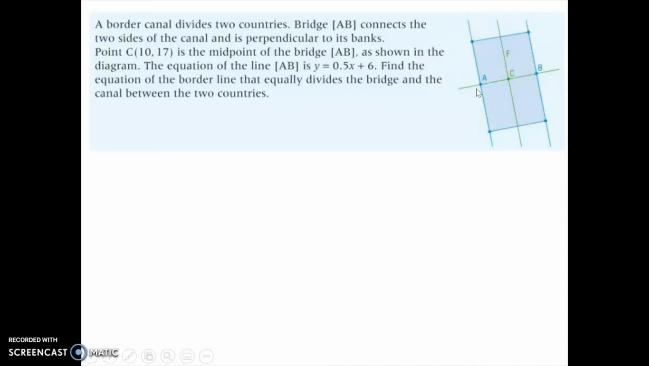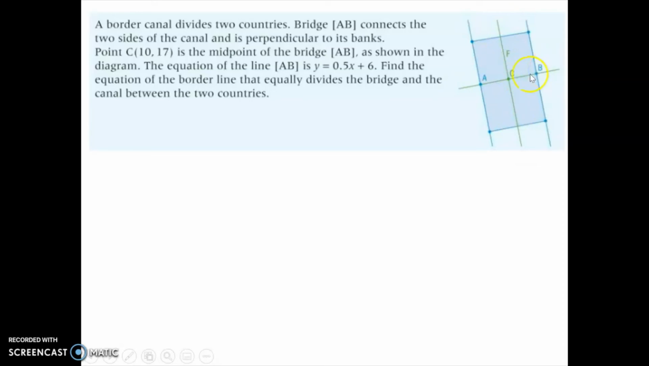Okay, point C, which is (10, 17), is the midpoint of the bridge. Okay, this is a midpoint. The equation of the line AB is this. So it gives you the equation for the bridge right here. And it wants you to find the equation of the border line, this one here in green, that equally divides the bridge and the canal between the two countries. So we need the equation of this green line here.